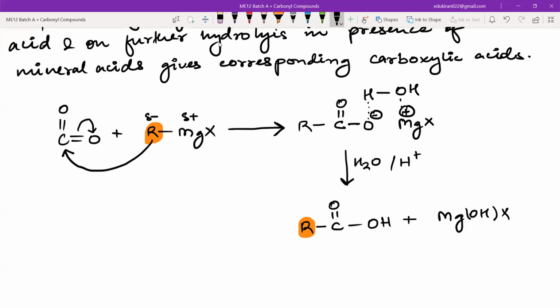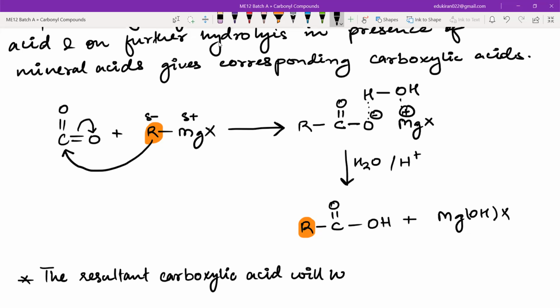The carboxylic acid will have R plus one carbon. Please remember that. The resultant carboxylic acid will have R plus one carbon atoms.